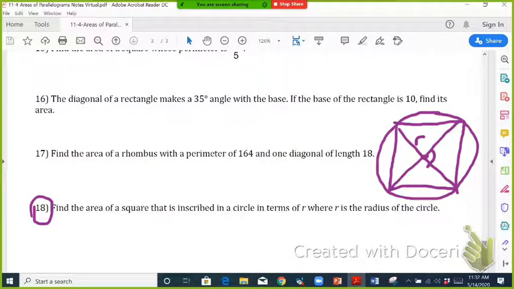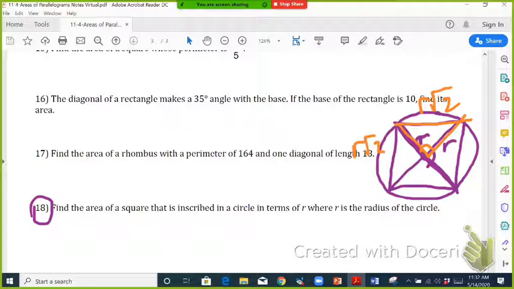Okay, in this last one we have to find the area of a square that's inscribed in a circle. So it's drawn right there, where r is the radius. If we think of r as the radius here, and we draw the other part, it's going to create a diagonal. Half of the diagonal is r. So this creates a right triangle here where the legs are r. So this side length is going to be r root 2.